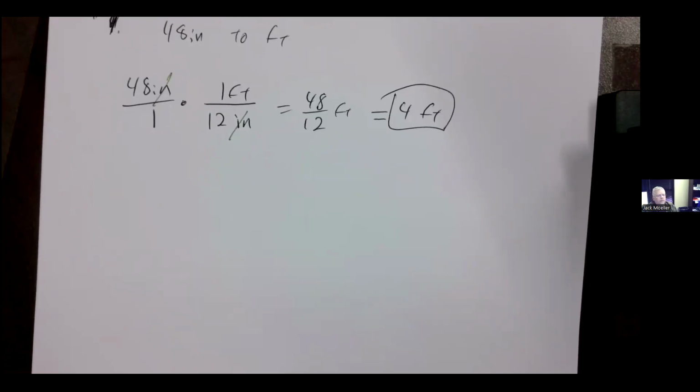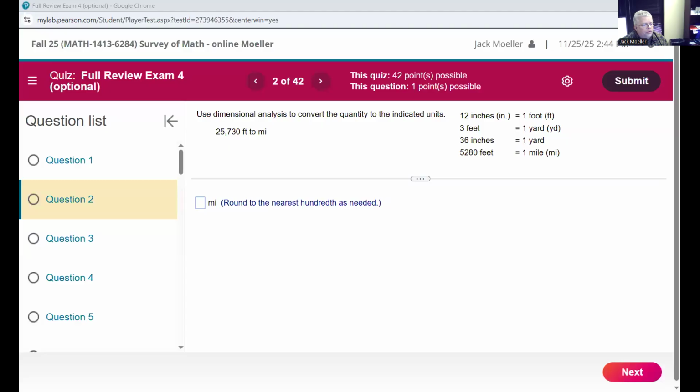Going back to the review quiz. Like I said, we're not going to do all of these. We'll see which ones we might want to do. So, 25,730 feet to a mile. We're given 5,280 feet is 1 mile. Again, if you don't know that, you may want to write it down just in case it's not on the problem on your test.